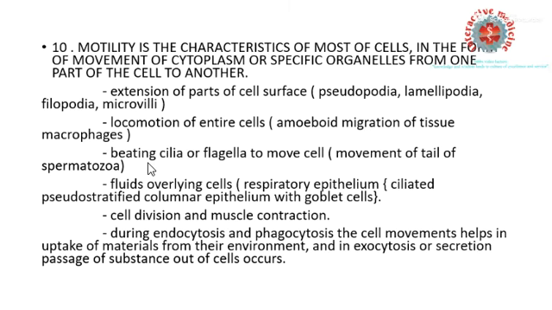Beating cilia also move fluids overlying cells. The example is respiratory epithelium. Most of the cells present in respiratory pathways are ciliated pseudostratified columnar epithelium with goblet cells. The goblet cells produce mucus. The cell division and muscle contraction also help in movement of cells. During endocytosis and phagocytosis, the cell movements help in uptake of materials from their environment, and in exocytosis or secretion, passage of substance out of cells occurs.